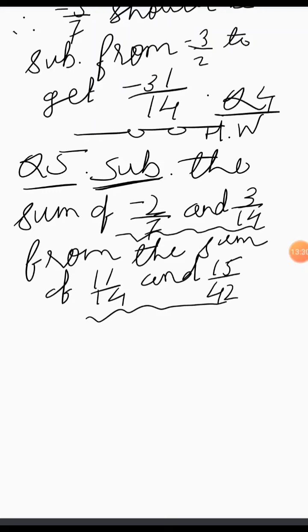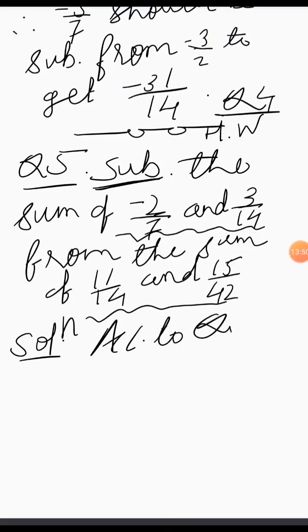So whatever the sum of first two rational numbers you will get, that you have to subtract from the sum of last two. So from, I already told you that the words after "from" come first. From the sum of, so see, solution we will write according to question, from the sum of. So take bracket, children, always take bracket, from the sum of these two.